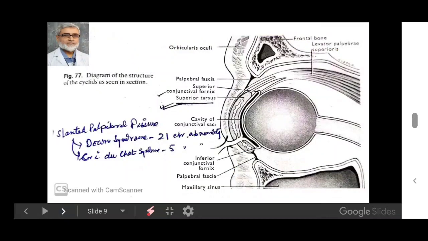Next slide. Observe here the palpebral fascia, and the conjunctival fornix you can see here, the superior tarsus, the cavity of the conjunctival sac, and the inferior conjunctival fornix is very clear here. Palpebral fascia you can see here, and other structures of your eyeball. Next come to the tarsi.